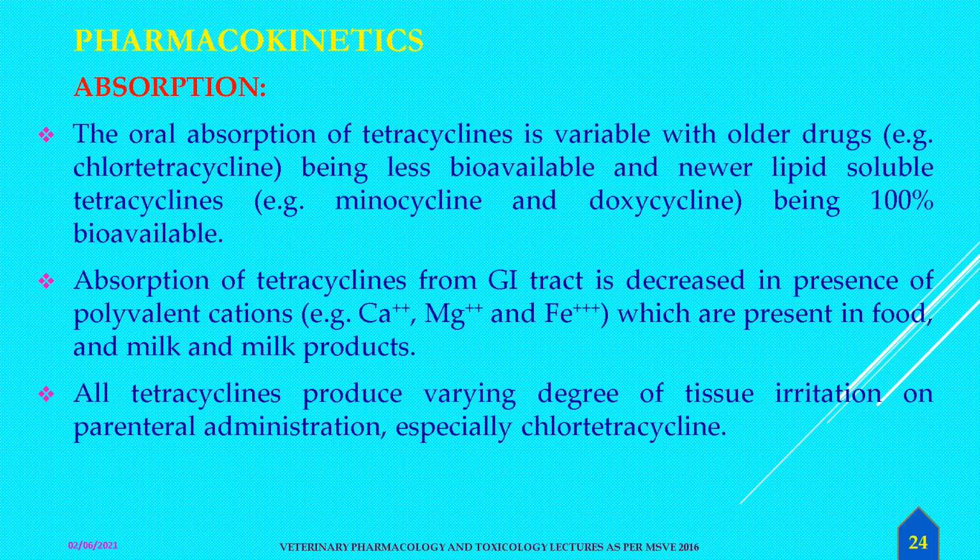Absorption of tetracyclines from the GI tract is decreased in the presence of polyvalent cations. Here, cations means ions which go towards the cathode, and the cathode has negative polarity. These are molecules like calcium, magnesium, and ferrum, or iron. If these divalent or polyvalent cations are present in the food, then they will form a precipitate or chelate with those substances, and ultimately the drug will not be made available.